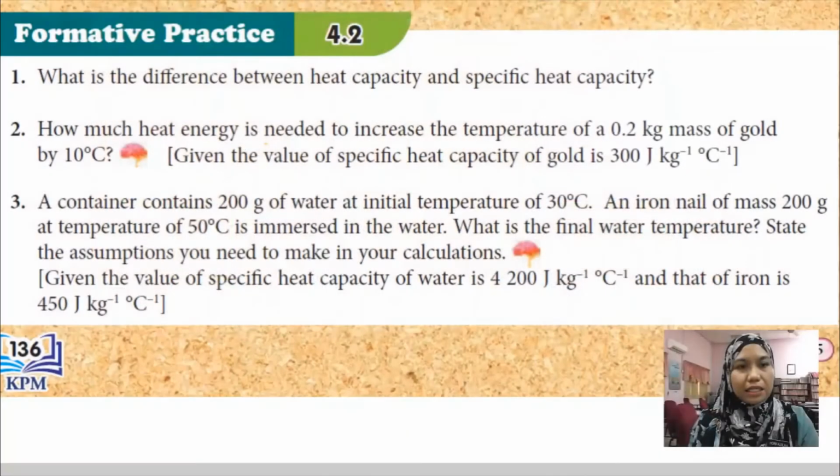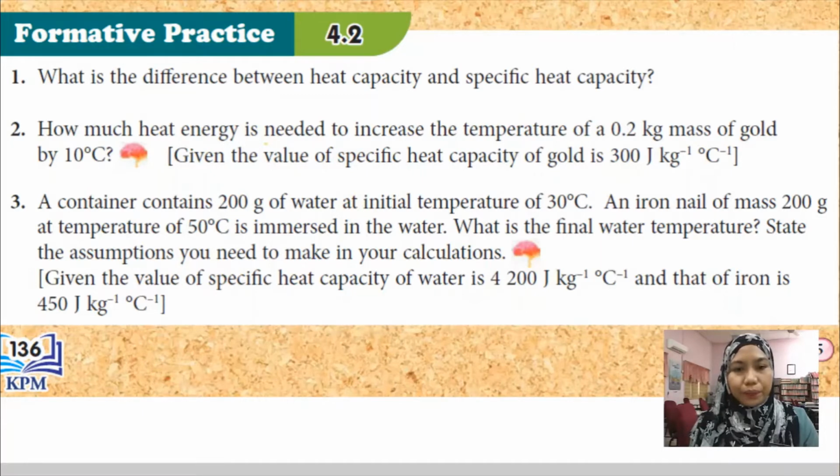4.2 specific heat capacity. We will discuss the formative practice 4.2 in your textbook, page 136. First question: what is the difference between heat capacity and specific heat capacity? If we look at the terms heat capacity and specific heat capacity, we can see that there is a difference in the terms themselves.